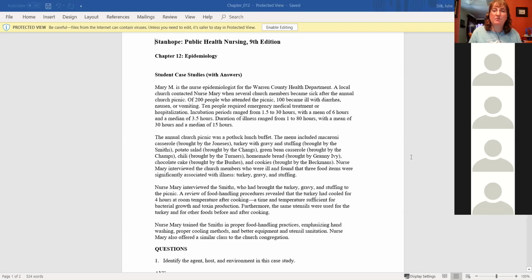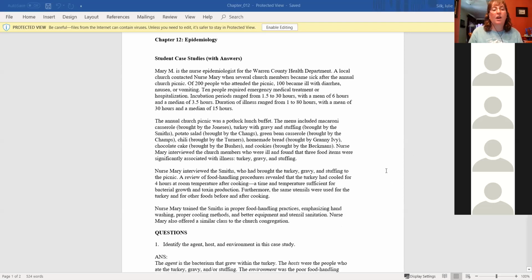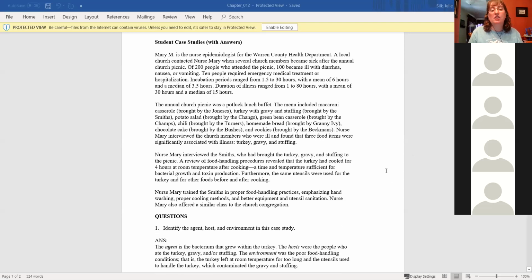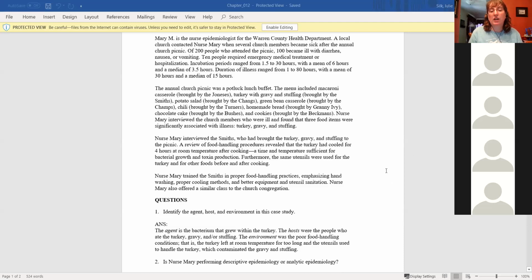Any thoughts? All right, you guys, the agent is the bacteria that grew within the turkey. The host are the people who ate the turkey, gravy, and stuffing because the bacteria got into them that way. And then the environment was the poor food handling conditions. So the turkey was left at room temperature for too long, and the utensils used to handle the turkey contaminated the gravy and the stuffing.